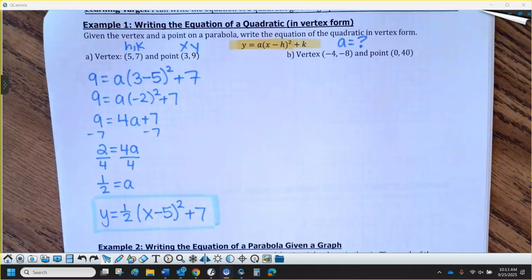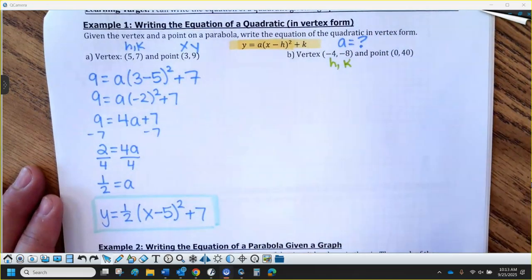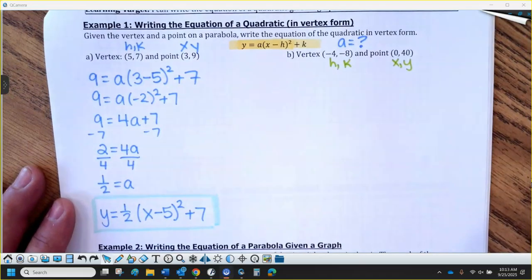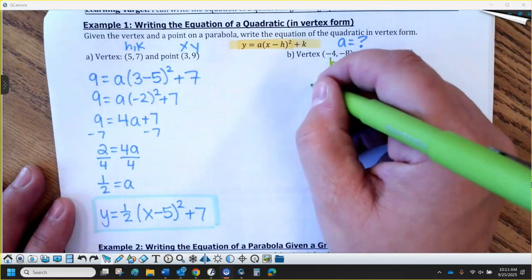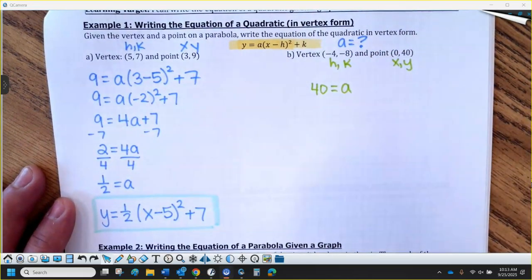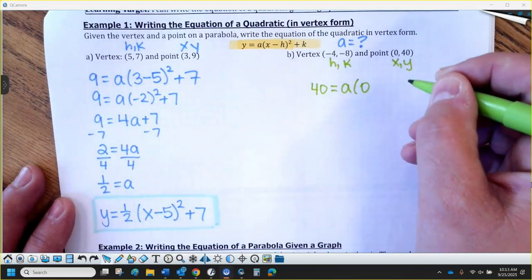Okay, now I'm just going to practice this with you one more time, but this one has some negative numbers in it. So whatever they tell you is the vertex, super important, that has to be in for H and K. Whatever they tell you is the point, that's going to go in for X and Y. A will be your only variable there. So the Y coordinate of the point is 40. I don't know A, so I'm going to have that little A in front of these parentheses. Grab the X coordinate of the point, which is 0.